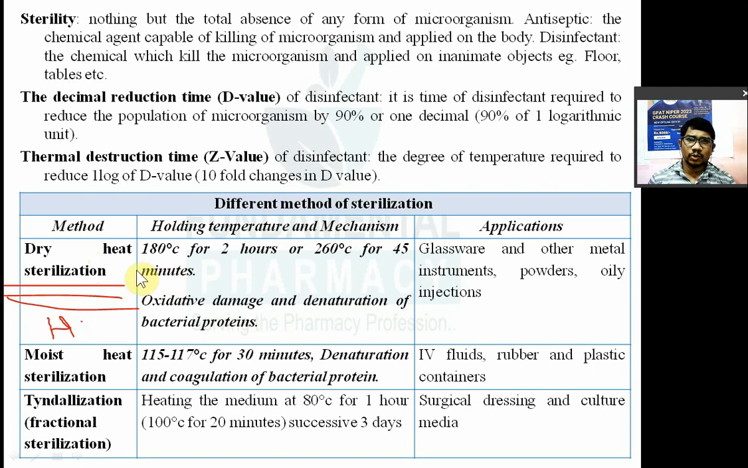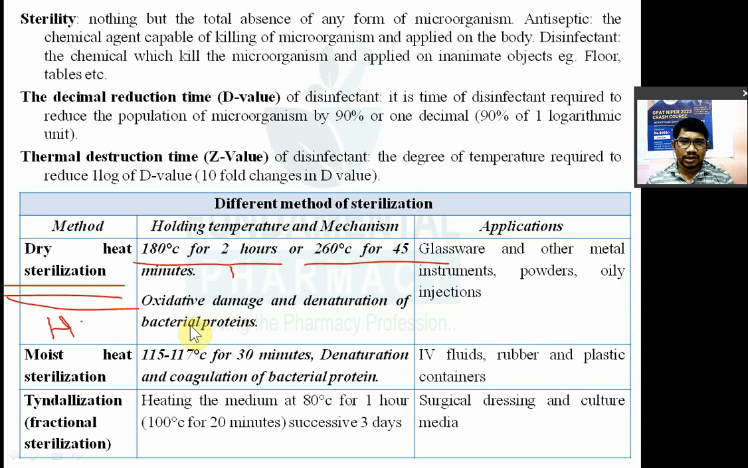Dry heat sterilization में holding temperature कितना होता है? याद रखना है. 180 degree Celsius for 2 hours. एक होता है 180 degree Celsius for 2 hours और 260 degree Celsius for 45 minutes. तो dry heat sterilization में hot air oven में holding temperature कितना होता है भाई? 180 degree Celsius for 2 hours. 180 के ऊपर कौन सा माइक्रोऑर्गेनिज्म जिंदा रहेगा और 260 डिग्री सेल्सियस फॉर 45 मिनट्स. तो हॉट एयर ओवन में है ना.